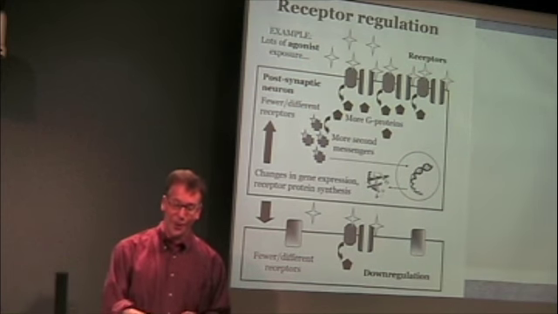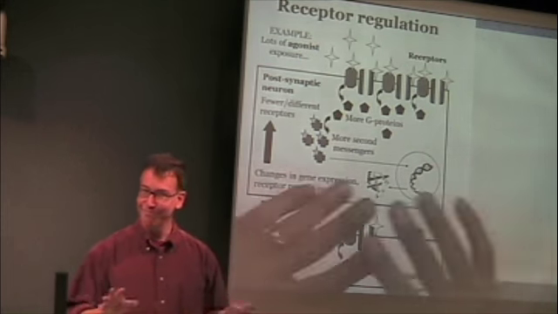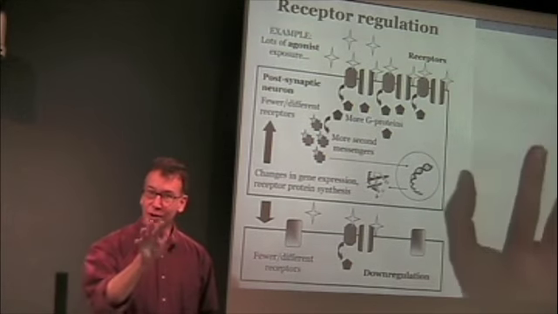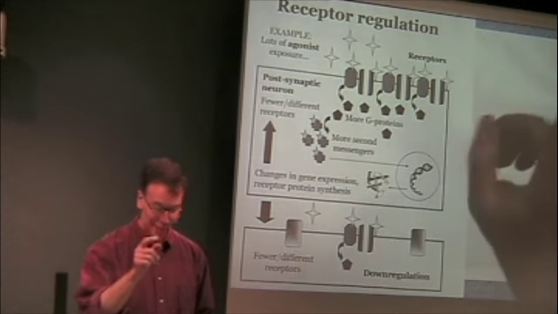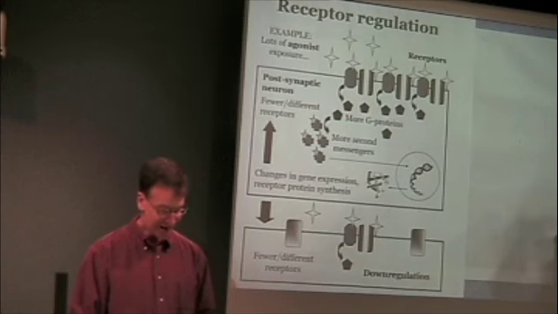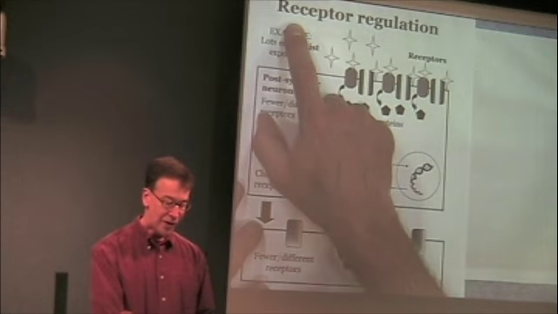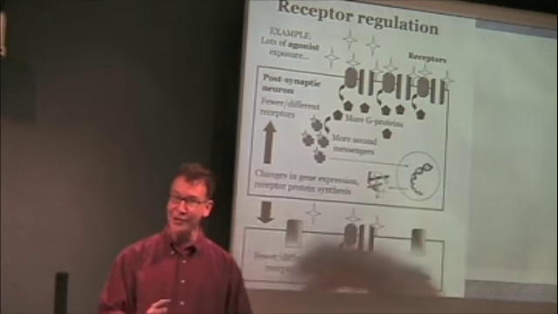Okay, so this is going to look like a terrifying set of images here, but you understand all of this if you've been following all these video lectures up until now and reading your textbook and going over notes, right? So this is what we refer to as receptor regulation, right?